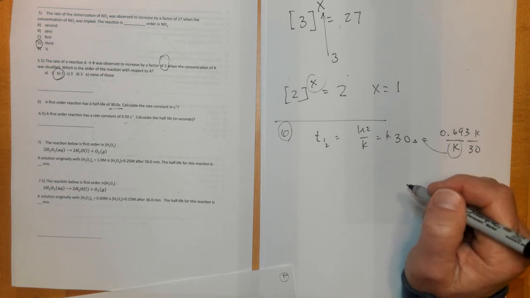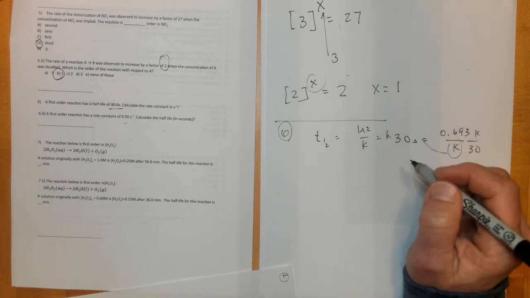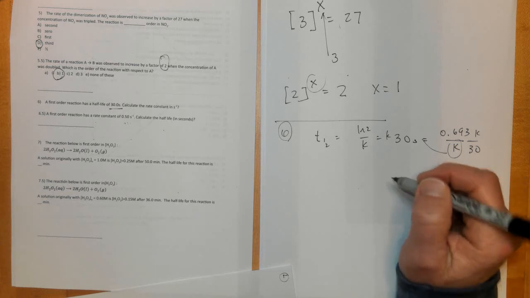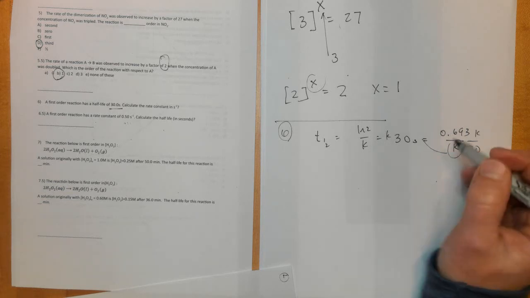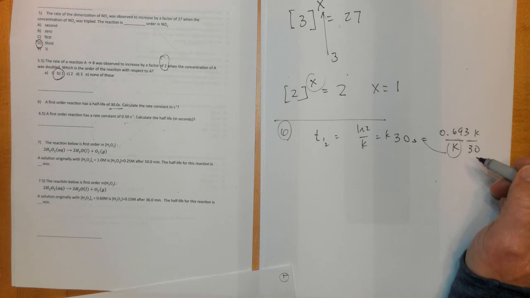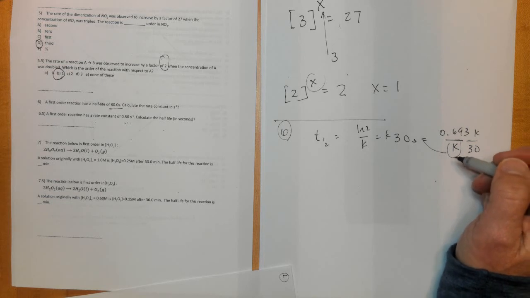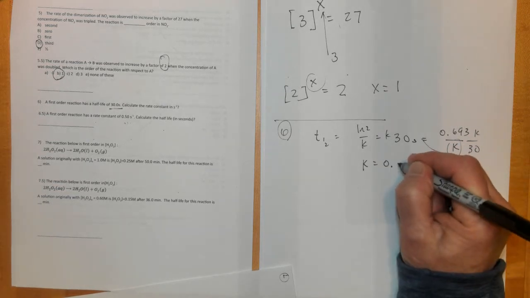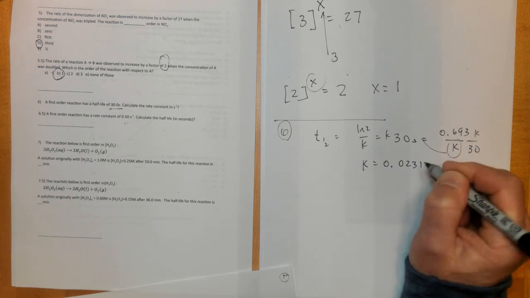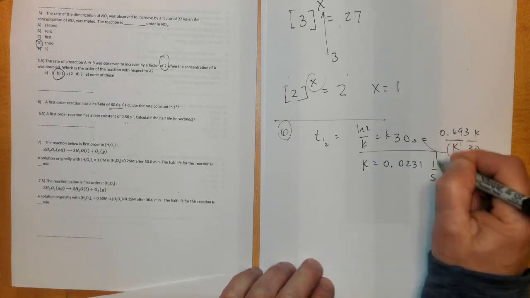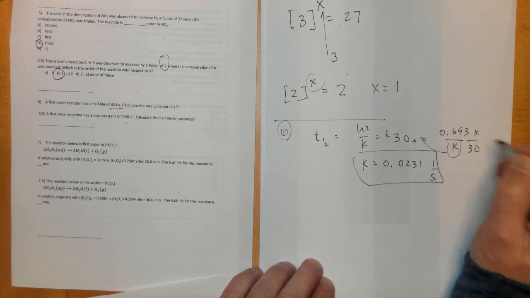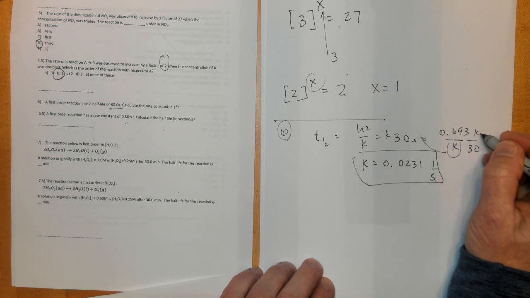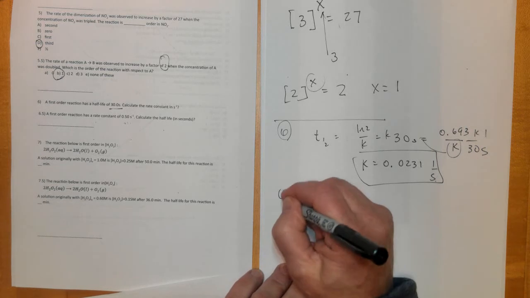Oh, I'm sorry, it tells us that the k would then equal 0.0231, and that would be per second right here after we move the k to this side. And the units on this are seconds underneath here, so 1/seconds are our units.